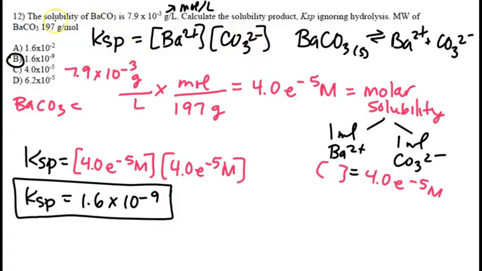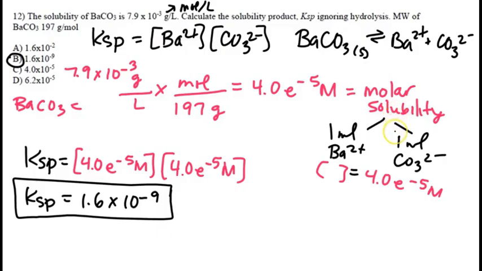Now, we need to solve for my KSP value. So I need to use the solubility that's given to solve for molar solubility and get my concentrations of my ions. The solubility that's given is in grams per liter, so I need to convert it to moles per liter. I'm starting with 7.9 times 10 to the negative 3 grams per liter, and I'm going to multiply by the molar mass given. So that's going to be moles divided by 197 grams. When I take 7.9 times 10 to the negative 3 and divide it by 197, I get 4.0 times 10 to the negative 5 molarity. This is equal to the molar solubility of barium carbonate.